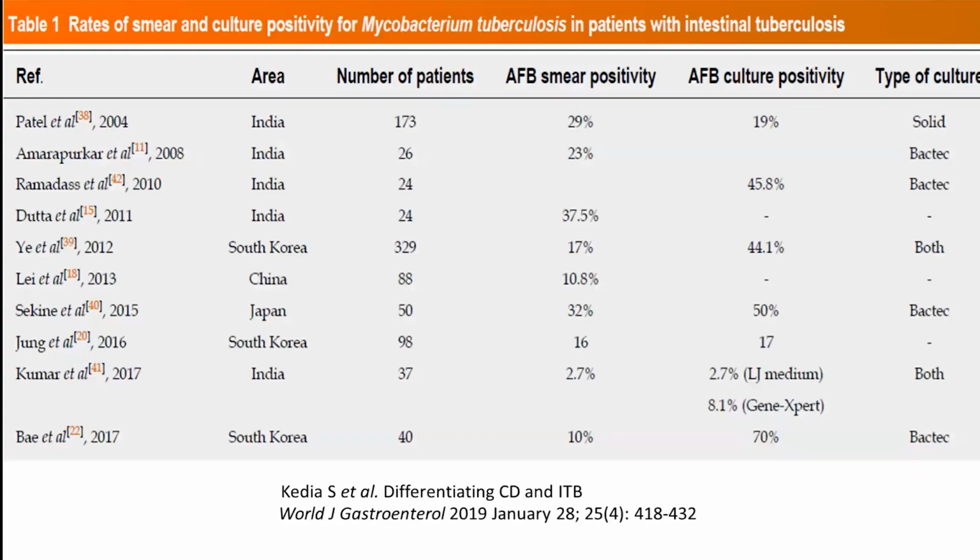So this is from a review article. You can see that the sensitivity of AFB smear varies from 2.7 to 37%, but the average sensitivity is around 10%. And for AFB culture, it varies from 2 to 70%, but the average, I think, is around 20% only.